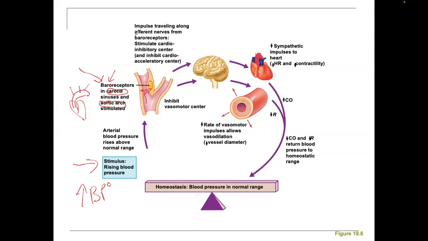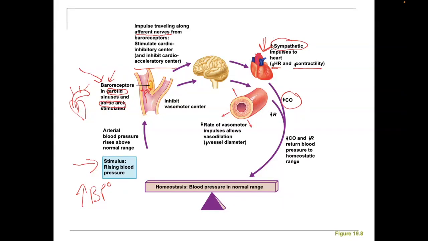So impulses travel along these afferent nerves. Remember, afferent means sensory nerves from the baroreceptors, and they go to the cardioinhibitory center. It's going to inhibit the acceleration, meaning it's going to stop everything. It's going to inhibit the sympathetics, and the sympathetics speed everything up. So if you decrease the sympathetics, your heart rate decreases and the contractility decreases, which means the cardiac output decreases.